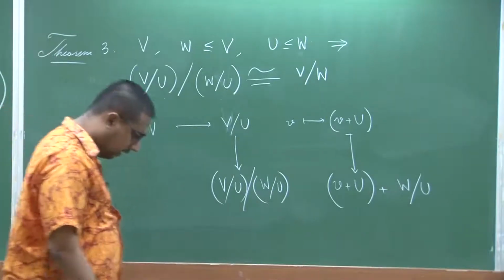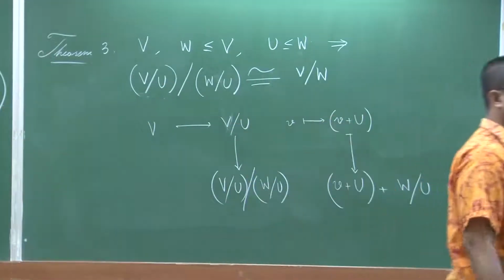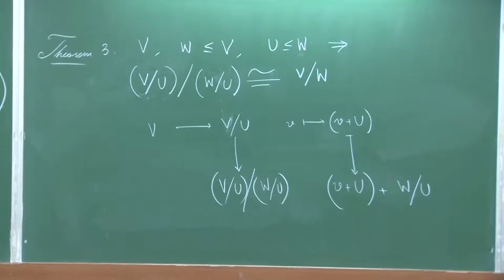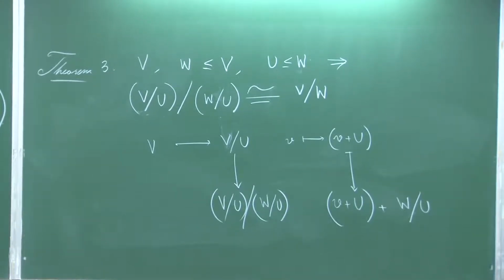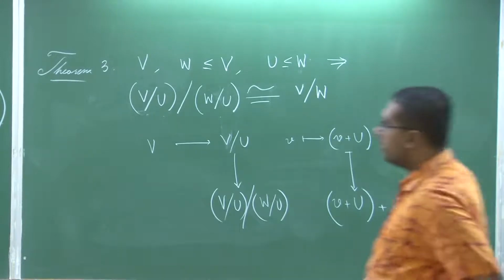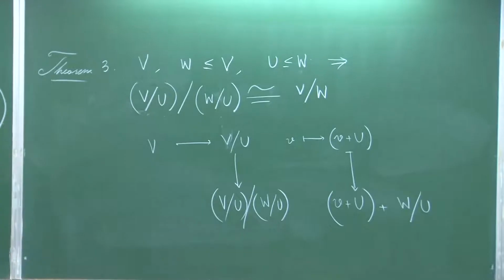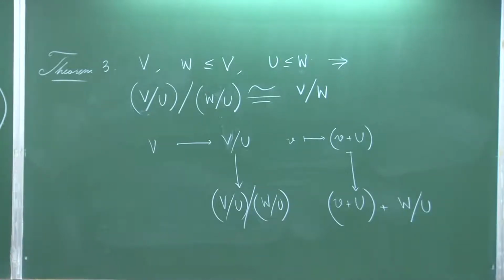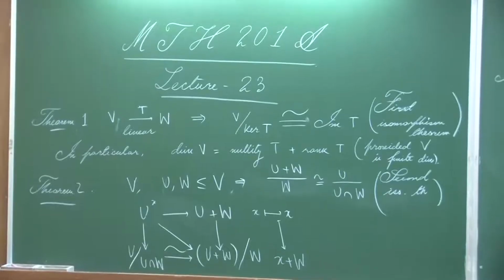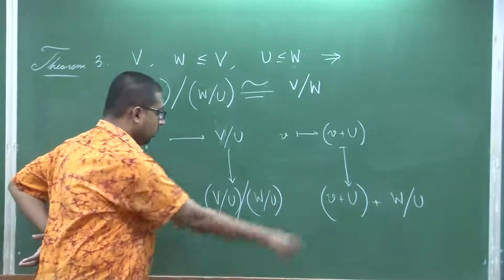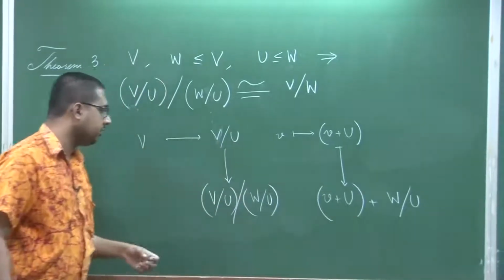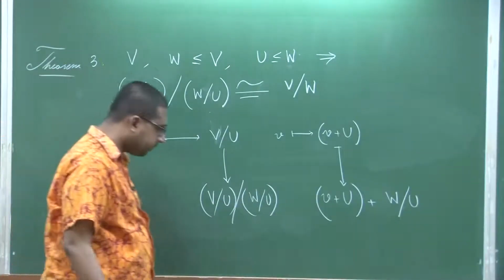I have not verified it yet, but it is obvious from the definition that if two linear transformations are composed, then the result is also a linear transformation. In fact, we might have used it earlier. Since it is so obvious that I just used it, I did not even prove it. So, here we have a linear transformation from V to the double quotient.